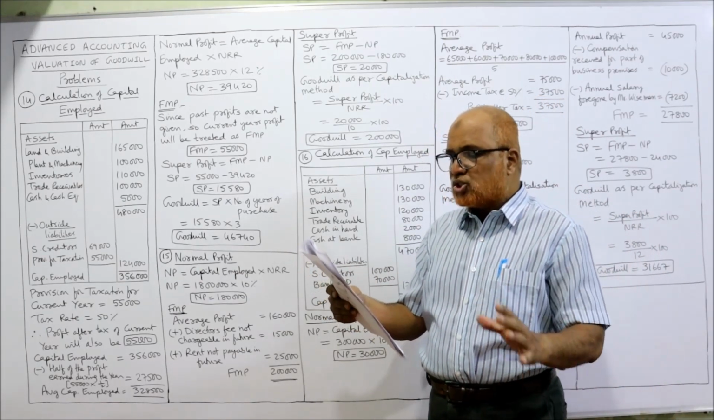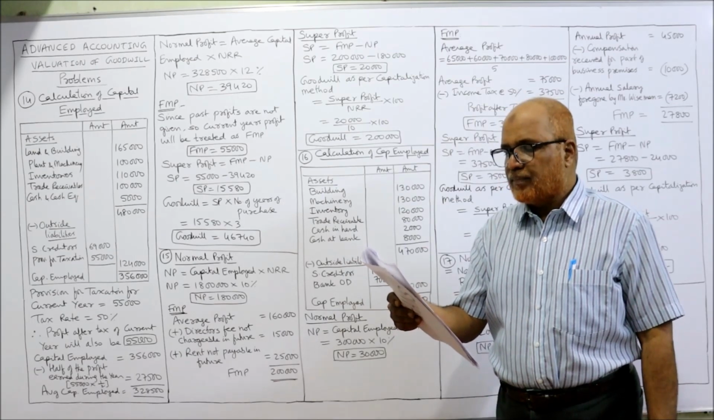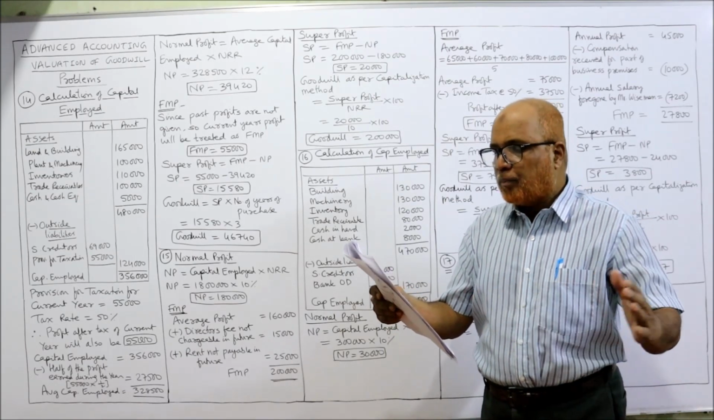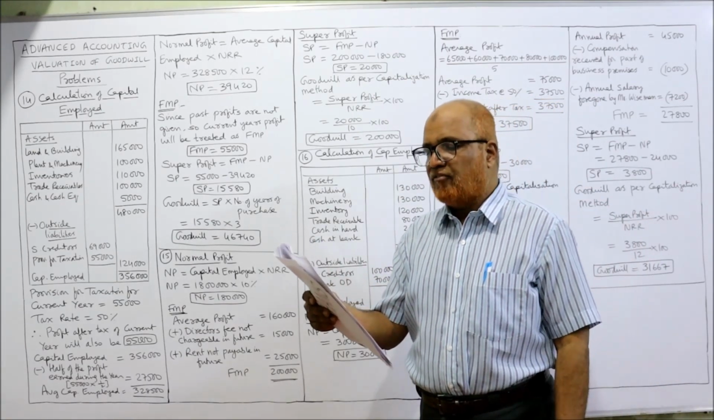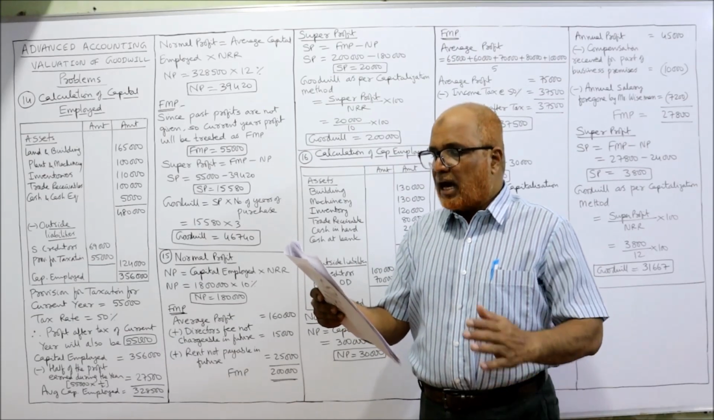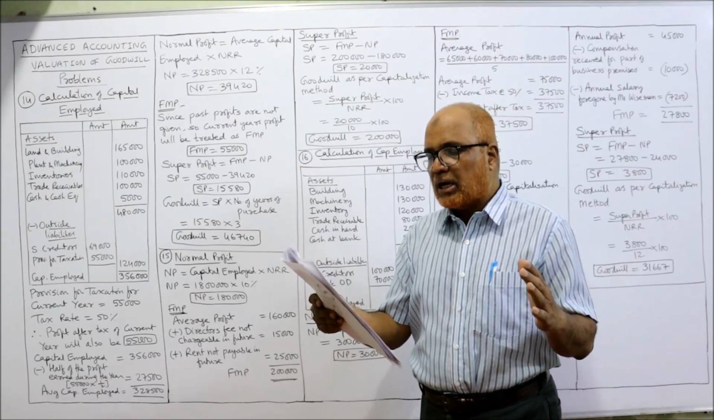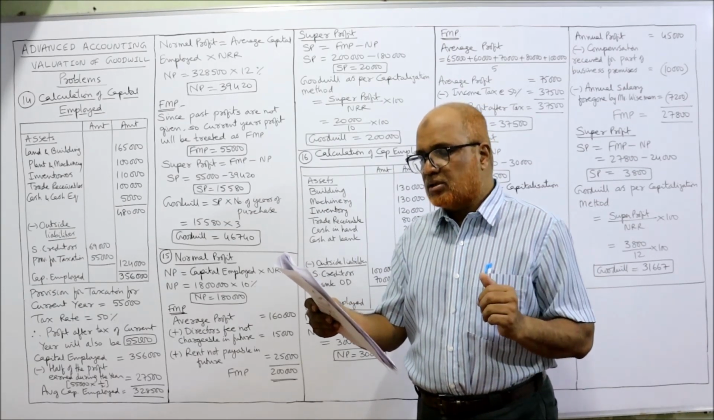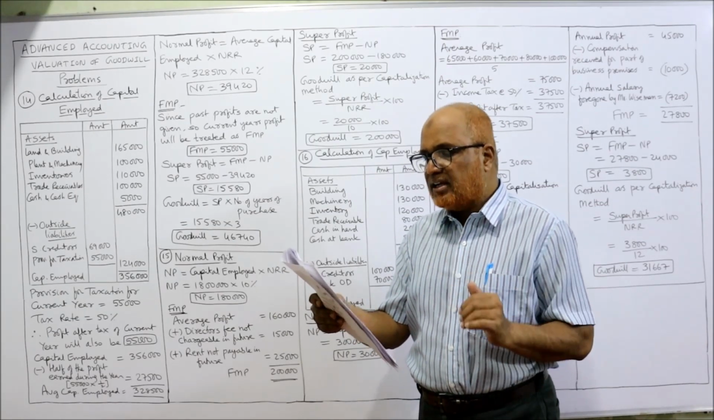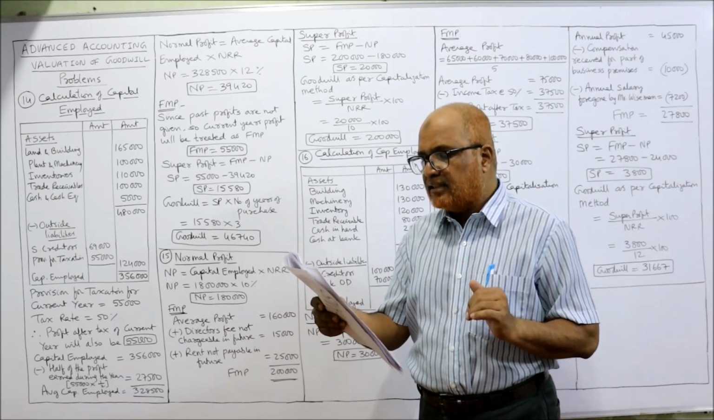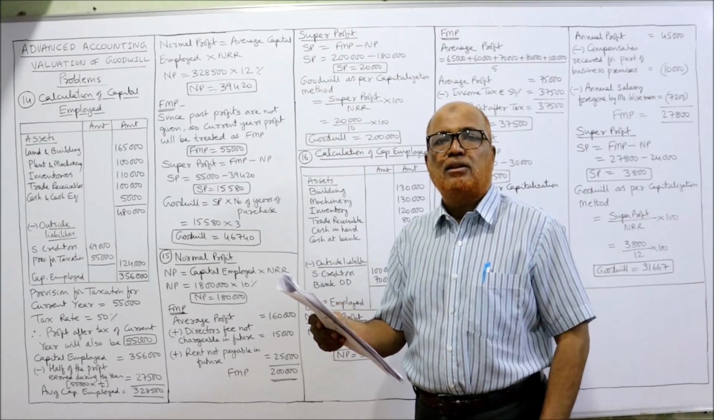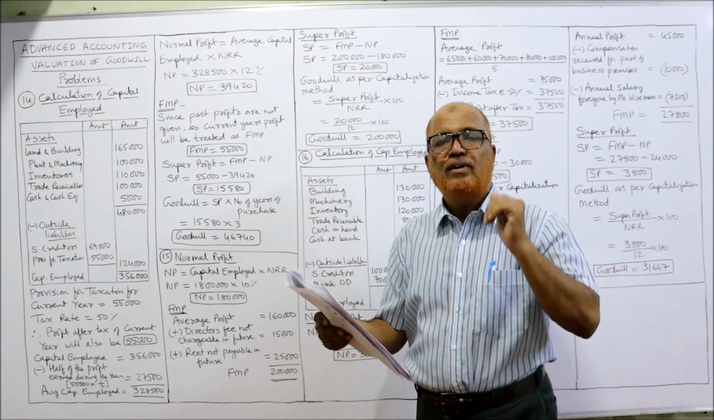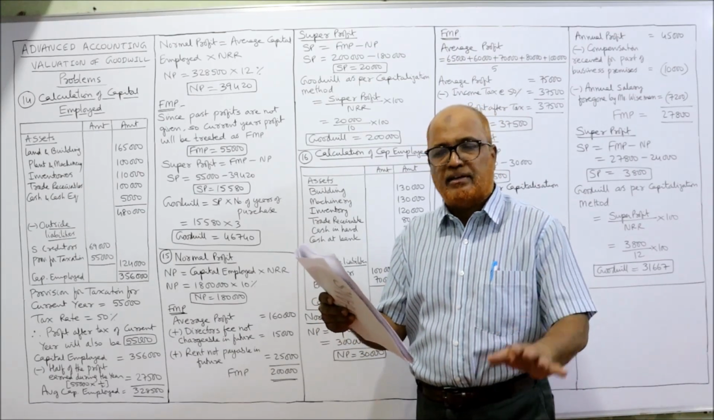The company commenced operations in 2004. The profits earned before providing for taxation have been as follows. The last 5 years profits are given. 2001, 65,000. Then 2002, 60,000. Then 2003, 70,000. 2004, 80,000. 2005, 1 lakh. The profits are fluctuating. So we can take the simple average, not weighted average.